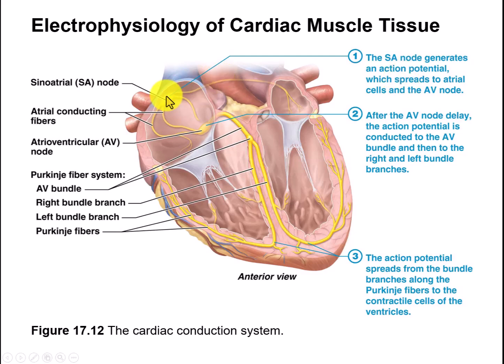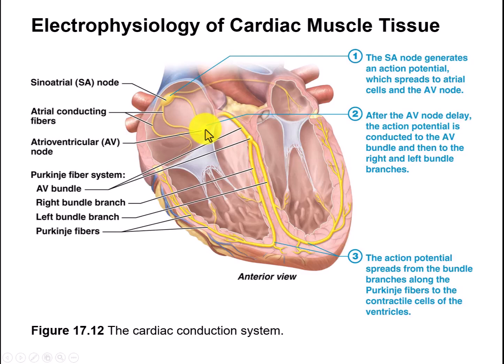Then once we generate that initial action potential, it spreads across both atria, and the atria contract. So depolarization is followed by systole. Now remember that we refer to heart contraction as systole, and heart relaxation is diastole. And so the action potential spreads across both atria, stimulating them to contract simultaneously.